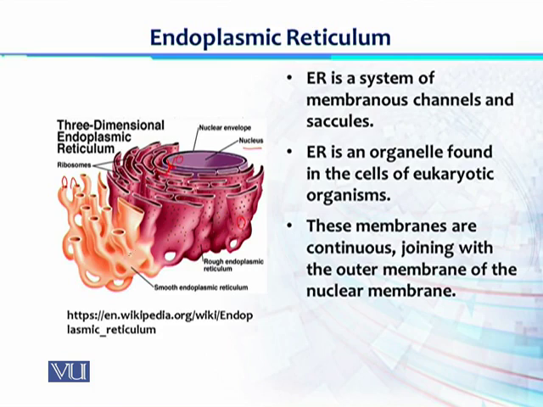But there is another type of endoplasmic reticulum which doesn't contain any ribosome. इस टाइप की एंडोप्लाज्मिक रेटिकुलम को स्मूथ एंडोप्लाज्मिक रेटिकुलम कहते हैं, जबकि वो एंडोप्लाज्मिक रेटिकुलम जिसके साथ राइबोसोम्स अटैच्ड हैं, it is called as rough endoplasmic reticulum. So these are two types, rough ER and smooth ER.